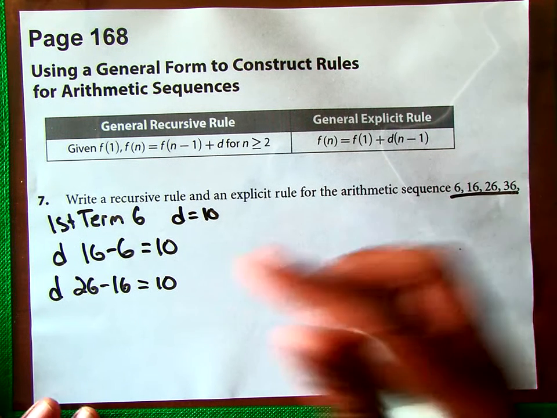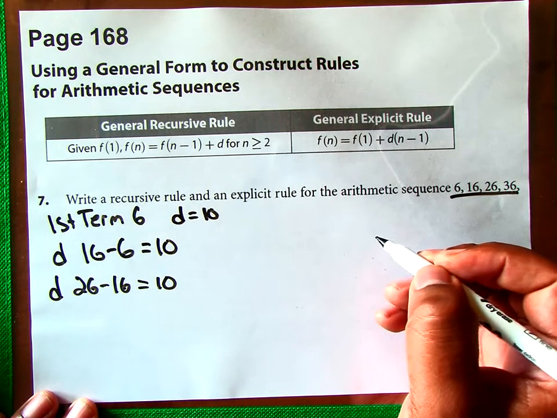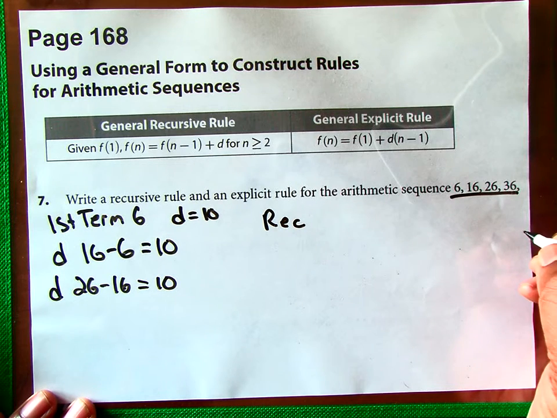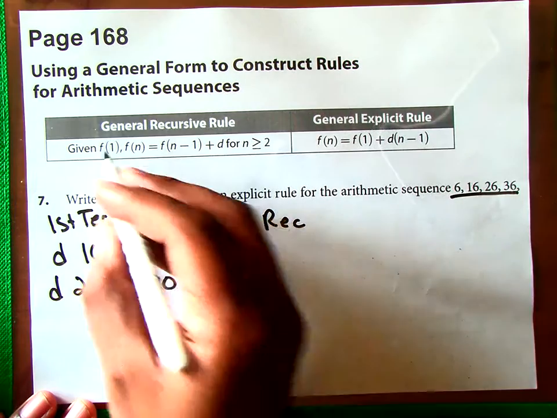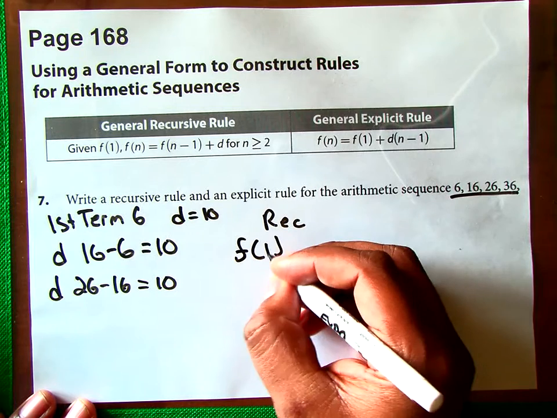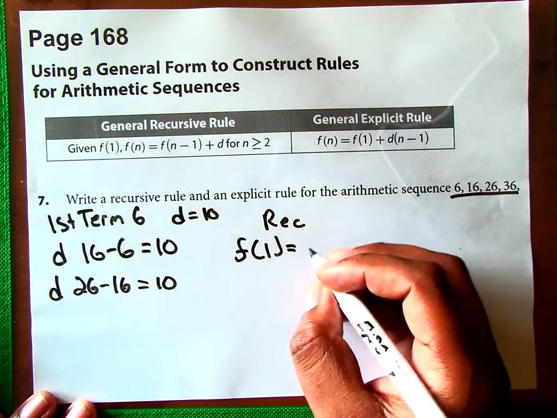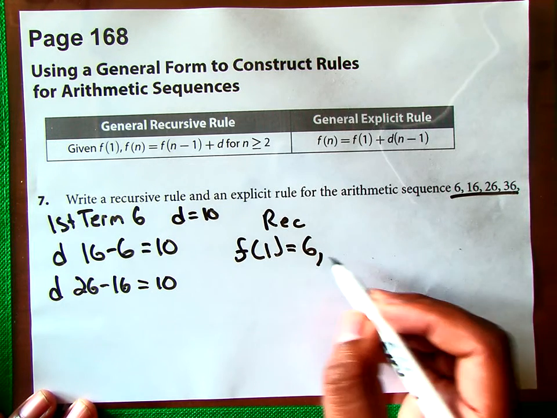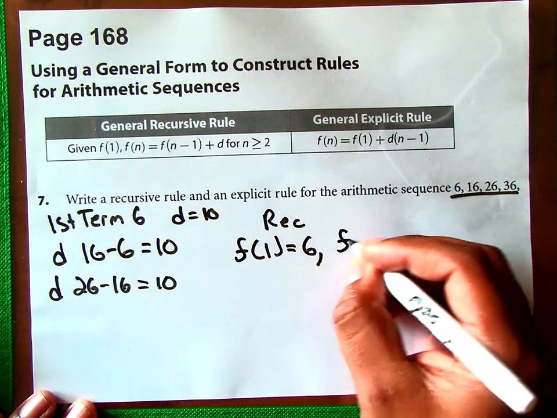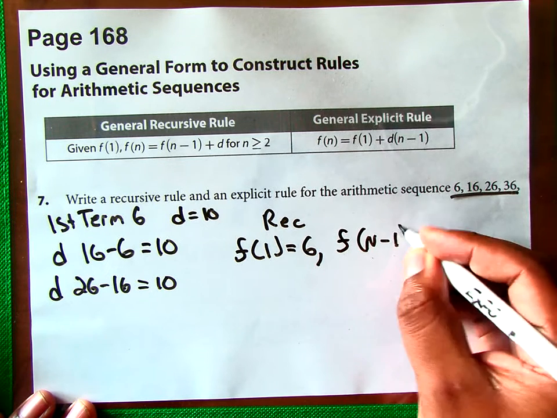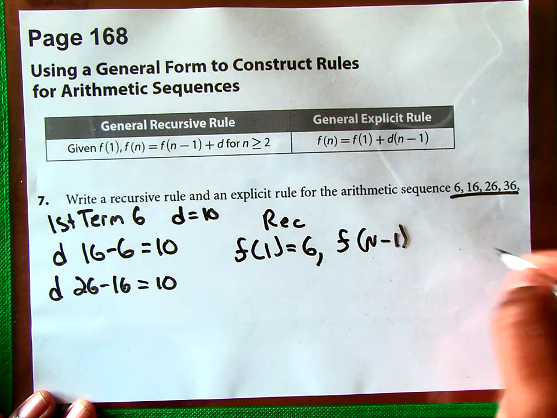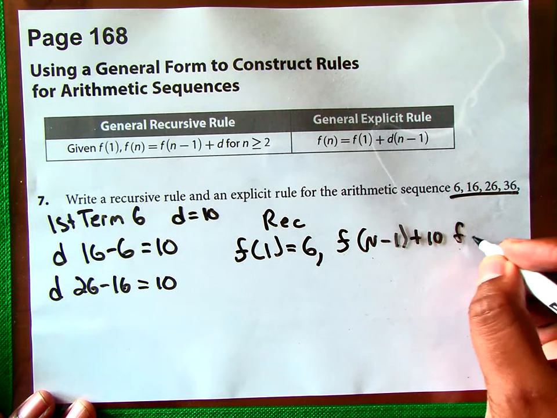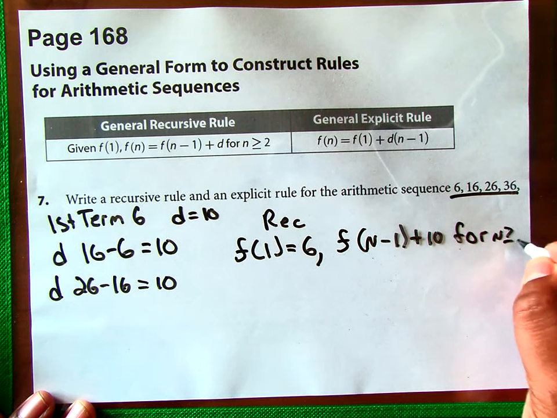Alright, now that I have the common difference, I'm just going to go ahead and write the rule. So first I'm going to do the recursive. I'm going to give the f of 1. So the f of 1 is equal to the first term, which is 6, with a comma. And given that f of 1 is equal to 6, I'm going to write the rest. f of n minus 1 plus the common difference. In this case, it's 10. So plus 10 for all numbers where n is greater than or equal to 2.